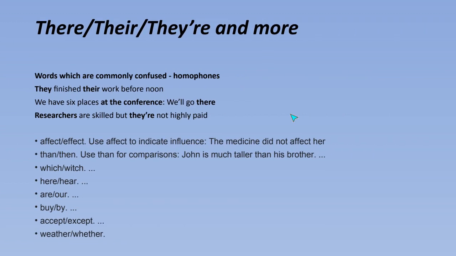And I think I covered this briefly before. Words which are commonly confused are homophones. They finished their work before noon. We have 6 places at the conference. We'll go there. Research is a skill, but they're not highly paid. Okay, and these are the common misuse.